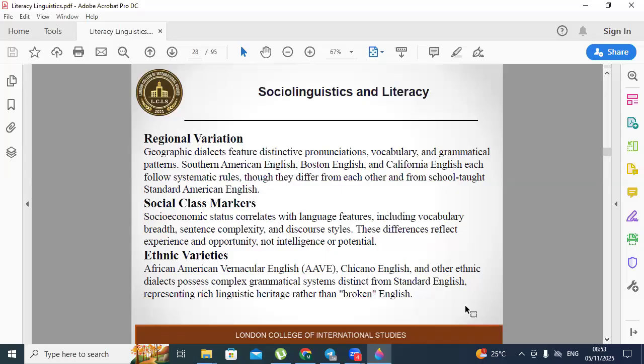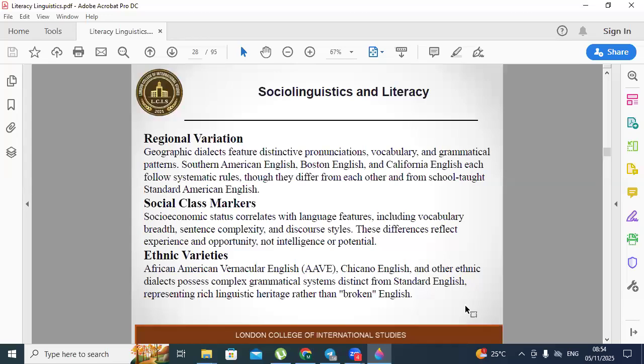None of these dialects is more correct than the others. They're different varieties of the same language, each with systematic patterns. The fact that textbooks and formal instruction use a standardized variety doesn't make that variety inherently superior. It's a social convention, not a linguistic one.